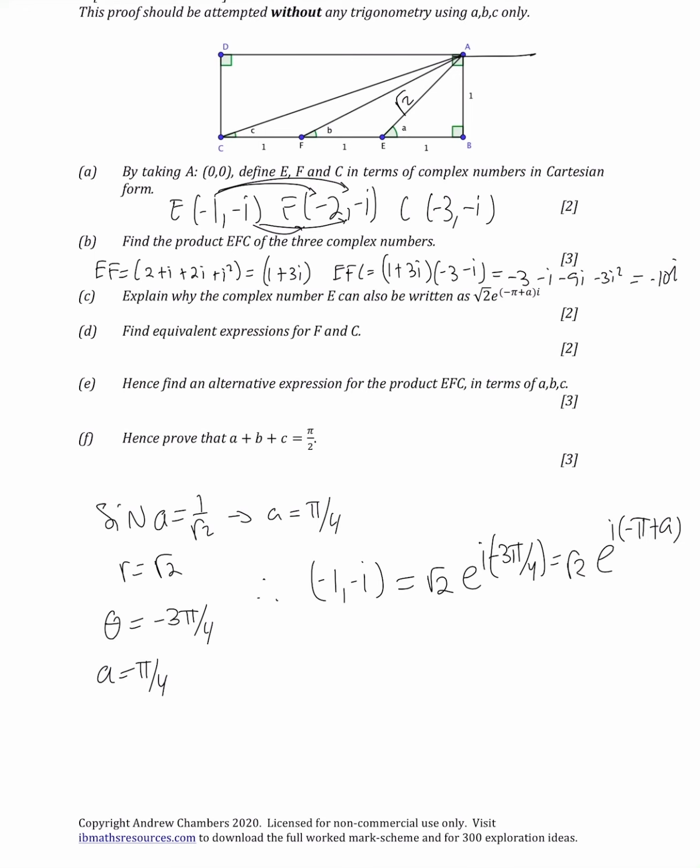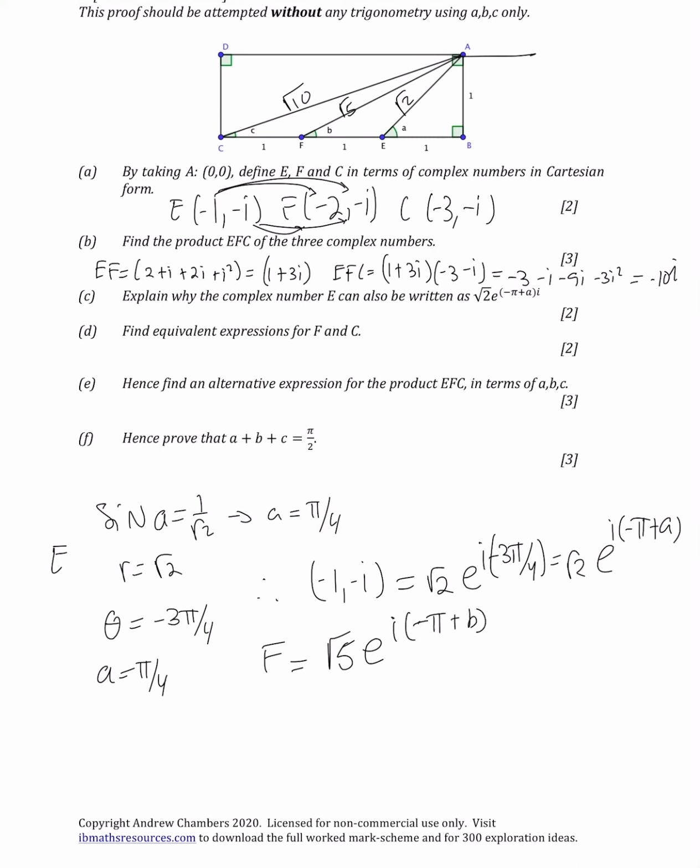Equivalent expressions for F and C. Well, so this is for E, right? For F, we're going to do the exact same thing, but the difference is AF had a different size. I believe this was 1, 2, it's 5, and this was root 10. So F will therefore be root 5 e to the i... it doesn't actually matter what B is.